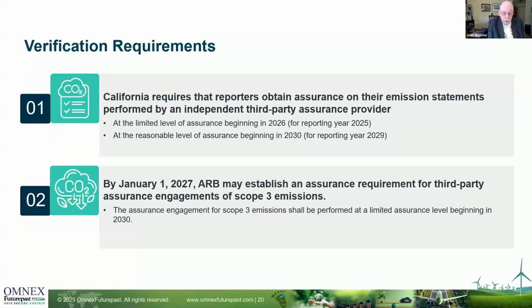By January 1st, 2027, ARB may establish an assurance requirement for Scope 3 emissions. And according to the legislation, that limited assurance level verification would begin in 2030. Again, stay tuned to the ARB regulation expected in mid-December for the details of how this is going to work.